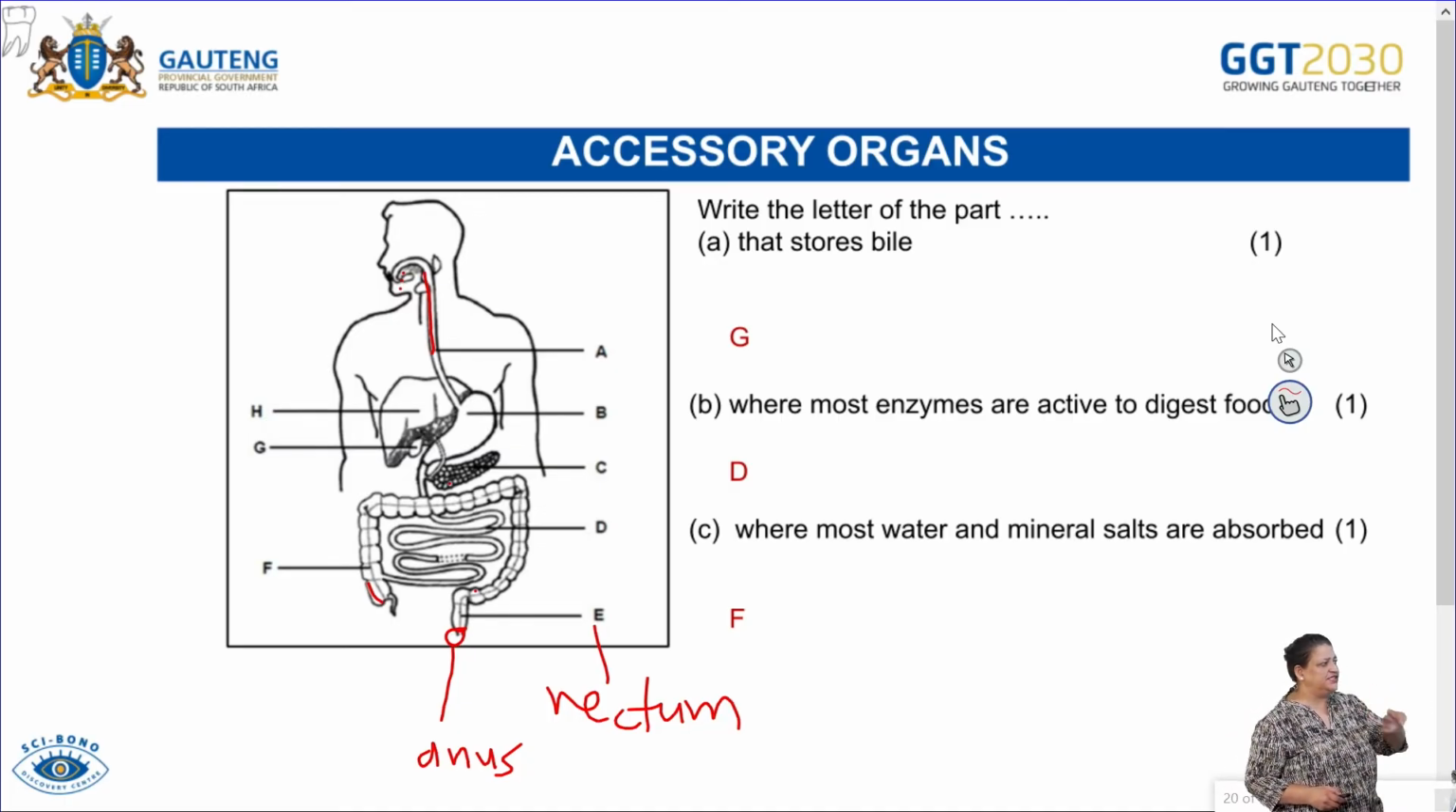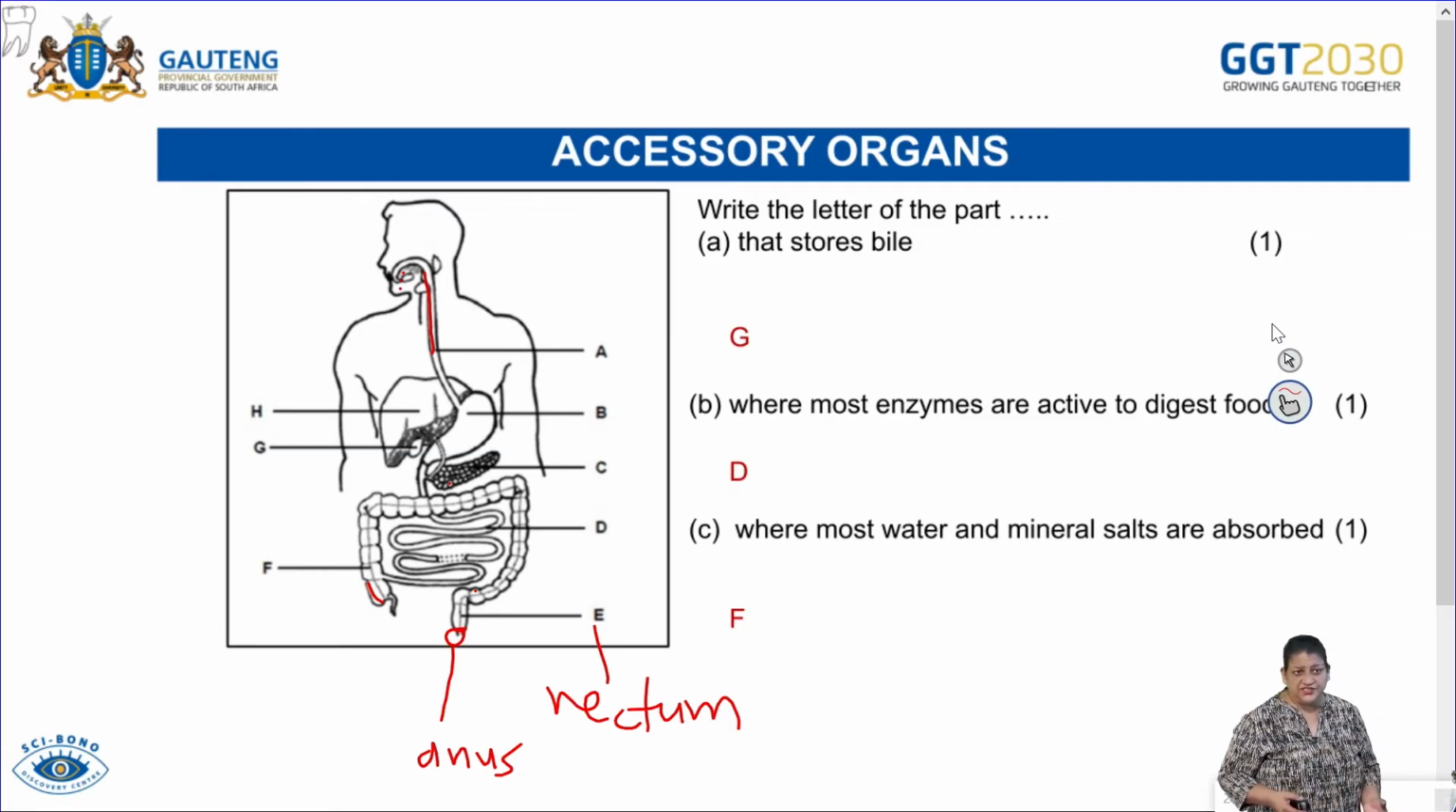Where are most enzymes active? You're going to find most enzymes are active in your D, which is your small intestine, because that's the longest part. The longest part of the digestive system is the intestine, and because it's the longest, it will have the most enzymes, right? So that's D. Where most water and mineral salts are absorbed.